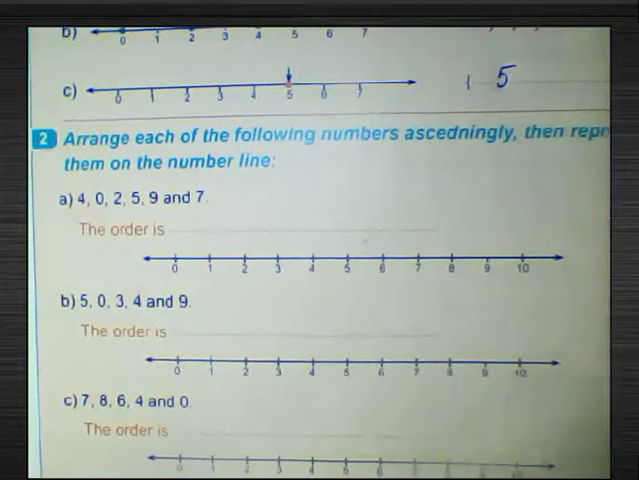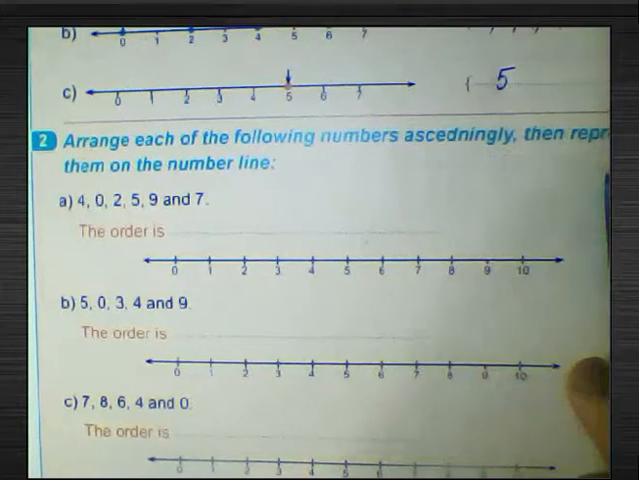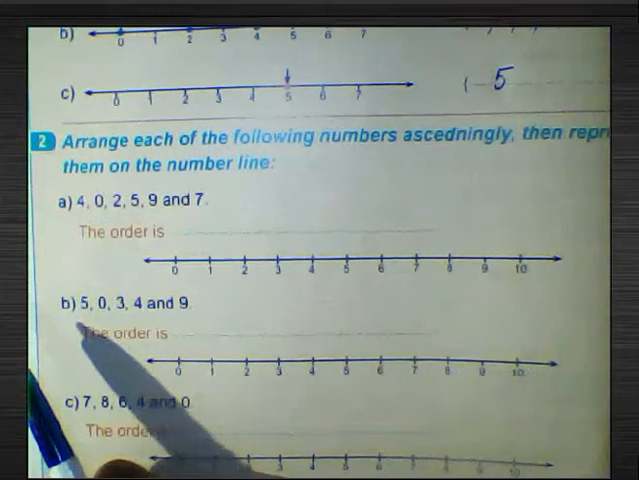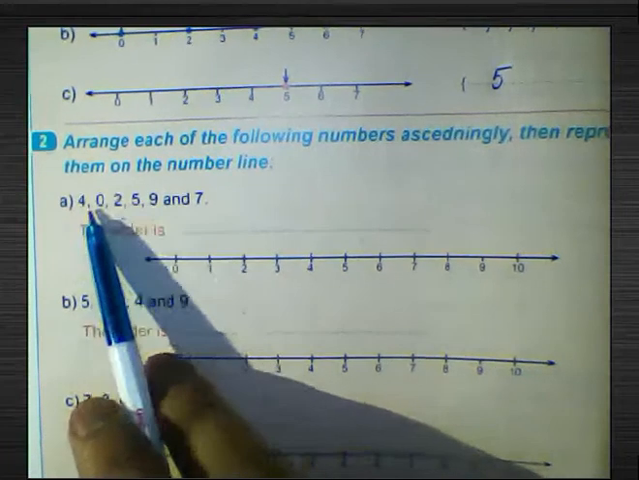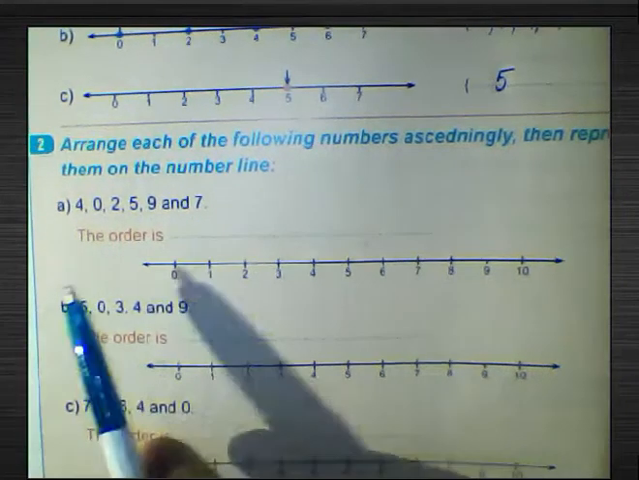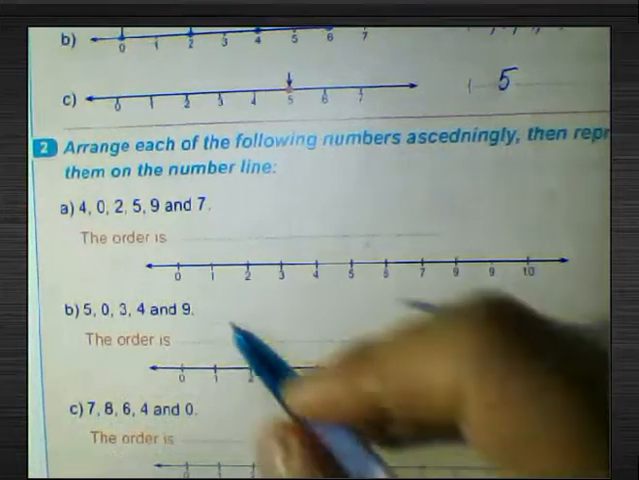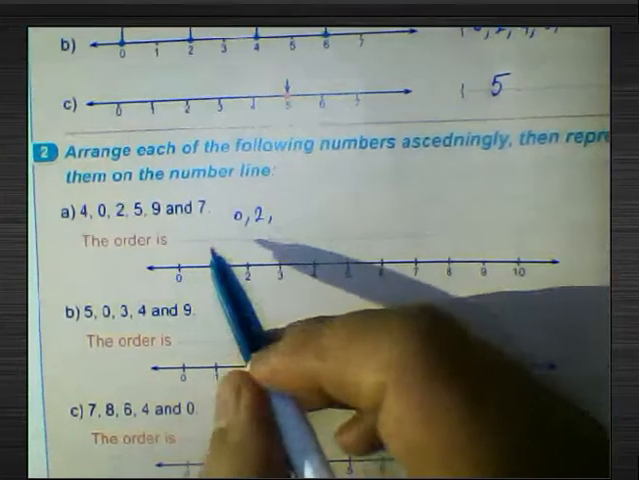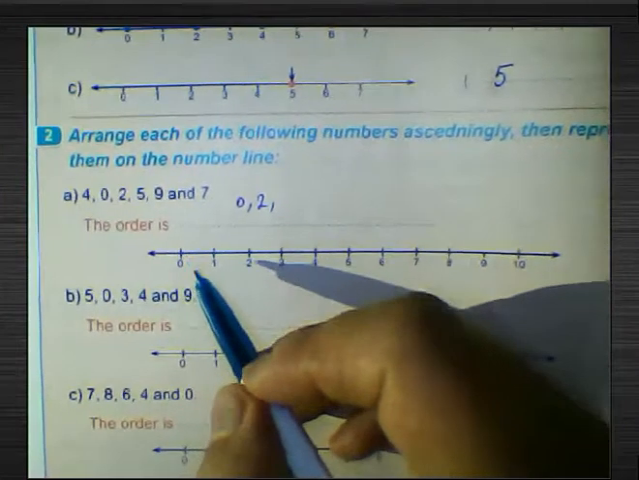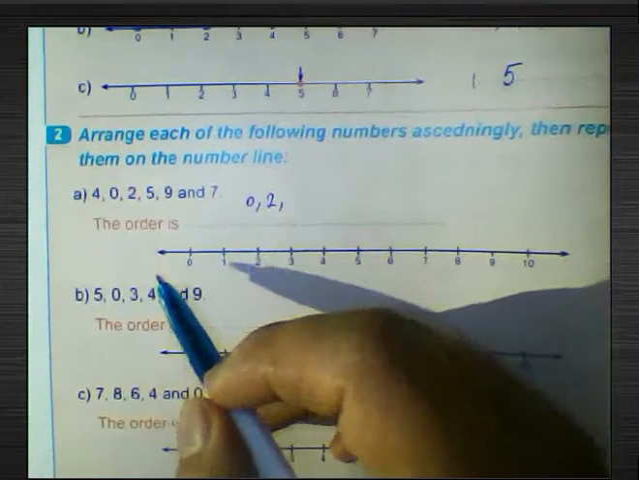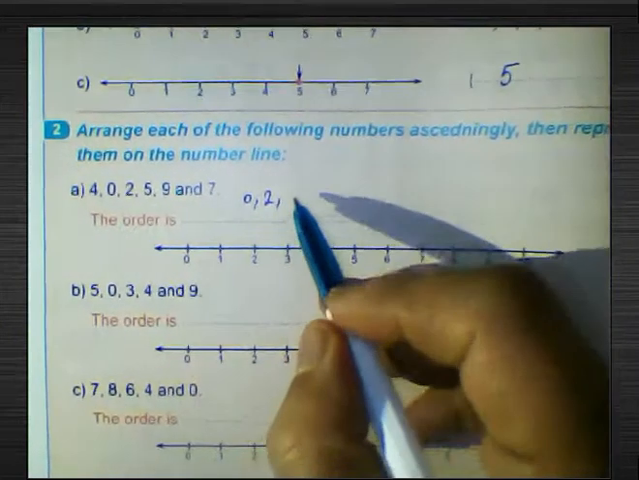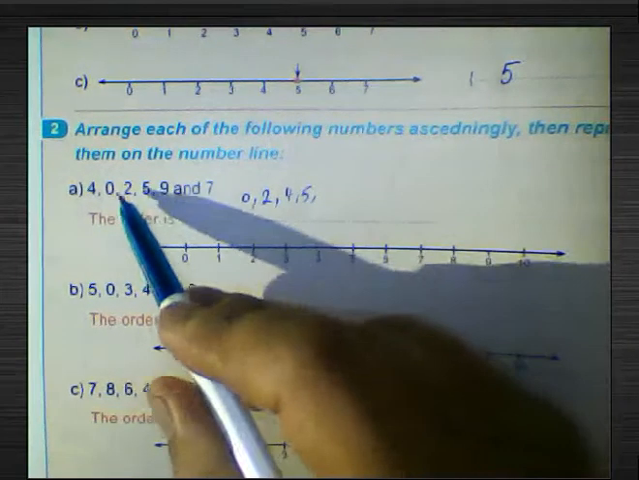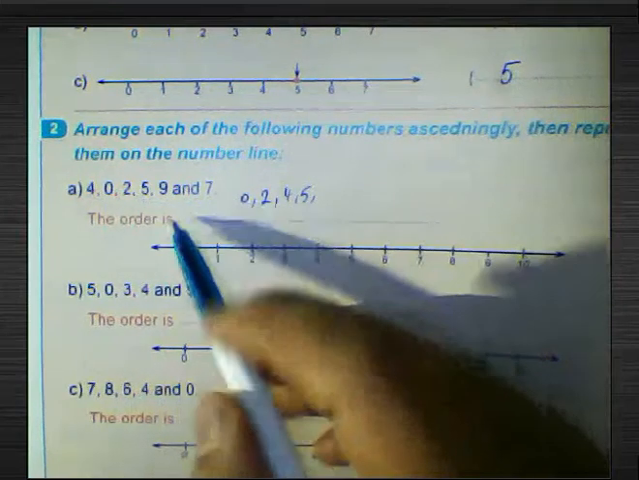Arrange each of the following numbers ascendingly. Then represent them on the number line. We can arrange them ascendingly from smallest to greatest: 0, 2, 4, 5, 7, and 9. The order we can write here: 0, 2. It's very easy because its elements are clear. 0, 2, 4, and 5. 0, 2, 4, 5, 7, and 9.